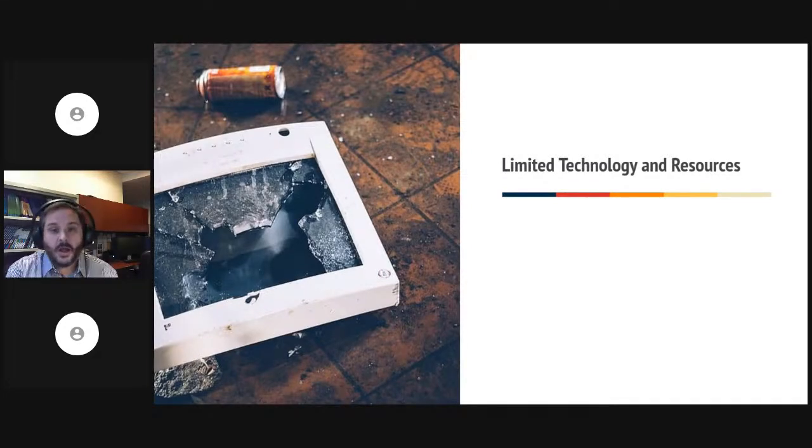So the topics I want to talk about with limited technology and resources are about both the technology side and how to deal with that, but also when we don't have resources that aren't technological. For example, some of us might not have books and might not have the same resource library that we're used to having at our schools or in our offices. So just some things to think about.